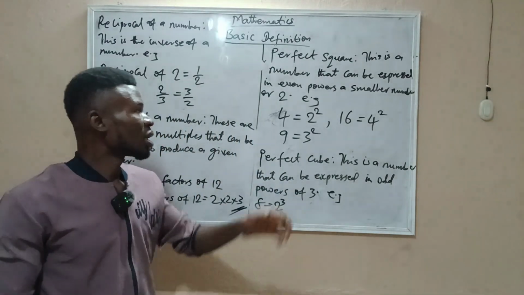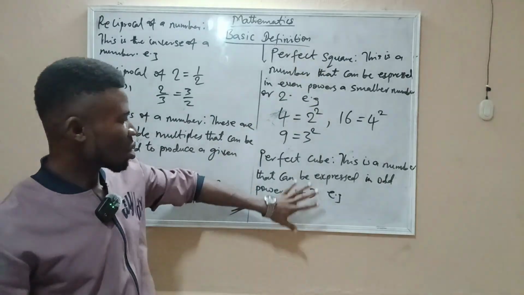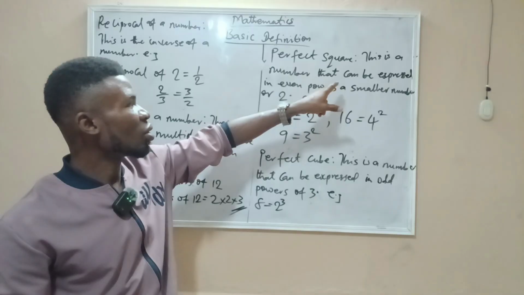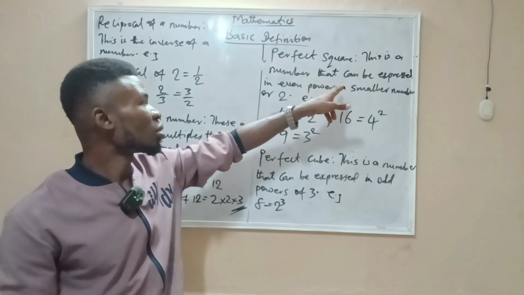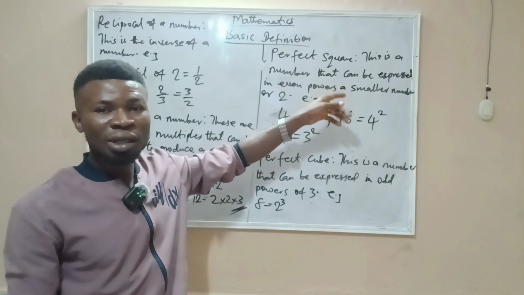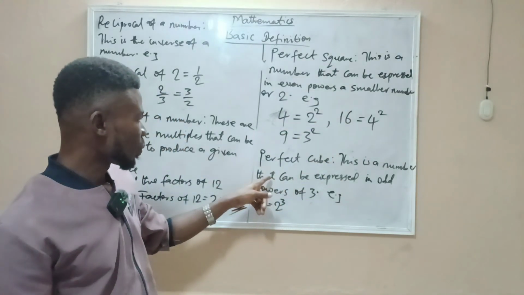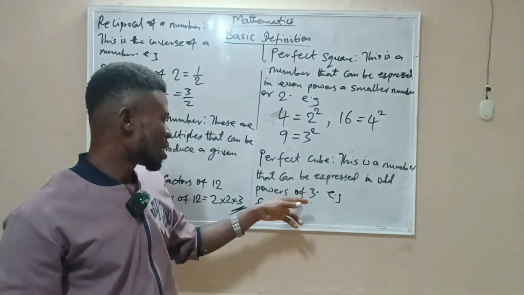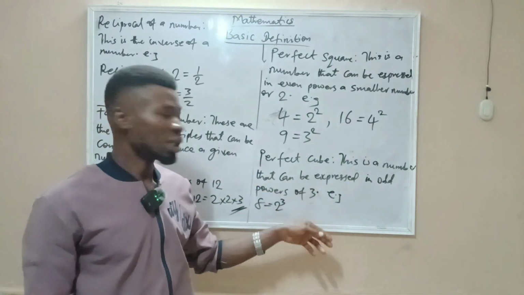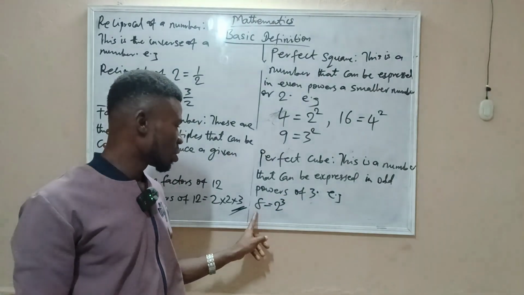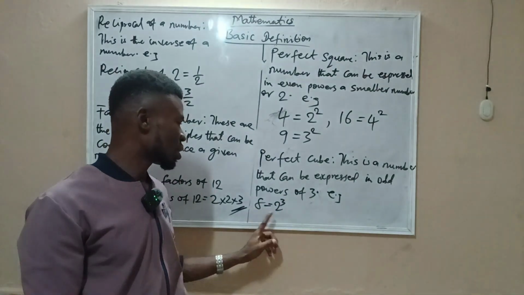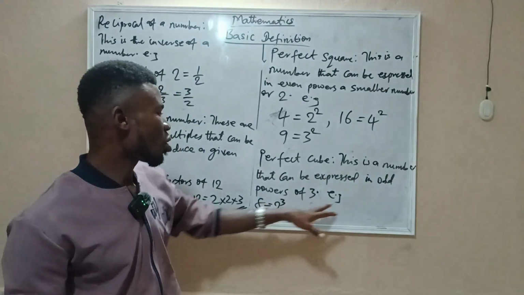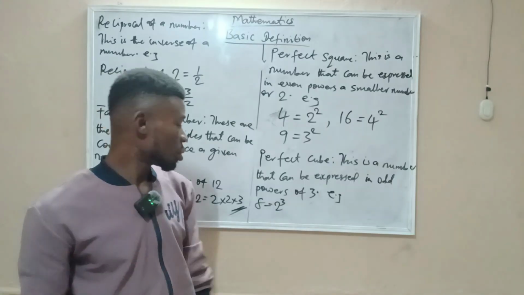Then another definition you can give, for either perfect square or perfect cube. A perfect square is a number that has a whole number square root. That means once you take the square root of that number, the value is a whole number. The same thing with this one. It can also be called a number that has a whole number cube root. That is, when you take the cube root of this 8, it gives you a whole number, which is 2. So it's either a number that can be expressed in odd powers of 3 or any number that has a whole number cube root.